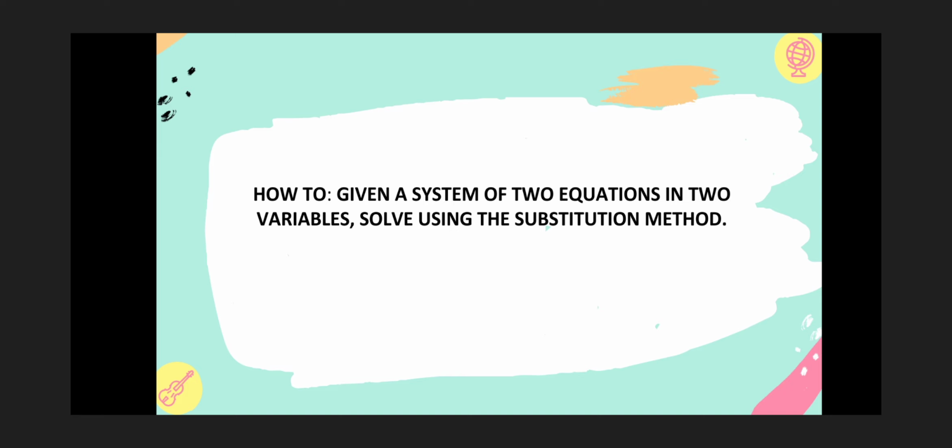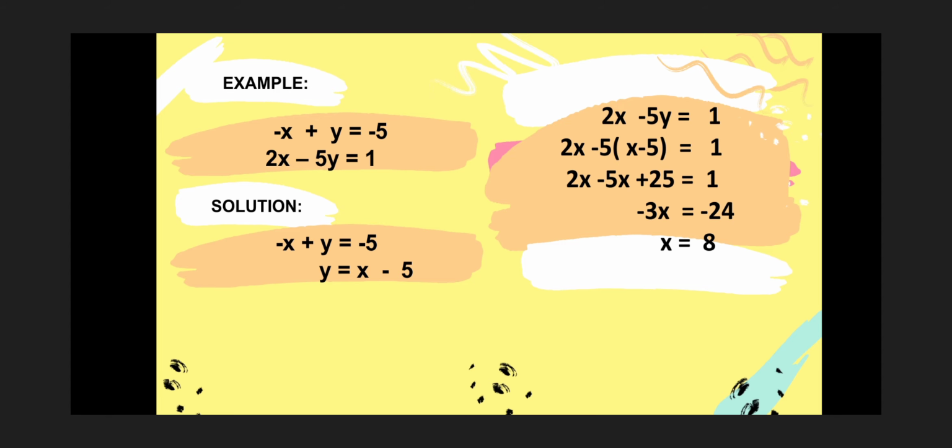Number one is solve one of the two equations for one of the variables in terms of the other. Two is substitute the expression for this variable into the second equation and then solve for the remaining variable. Then substitute the solution into either of the original equations to find the value of the first variable. If possible, write the solution as an ordered pair. And then last is check the solution for both equations. So example, negative x plus y equals 5 and 2x minus 5y equals 1.